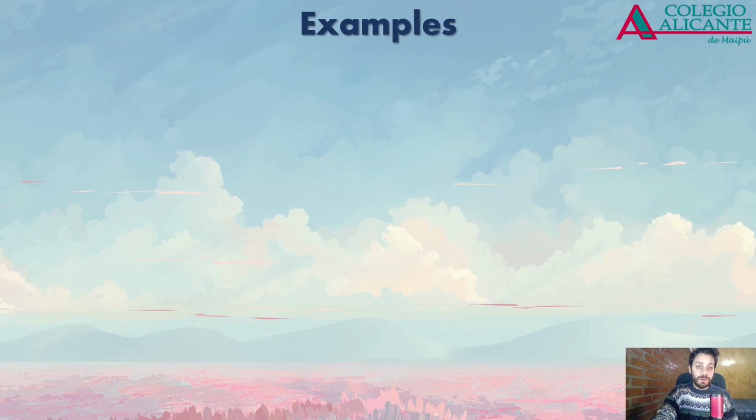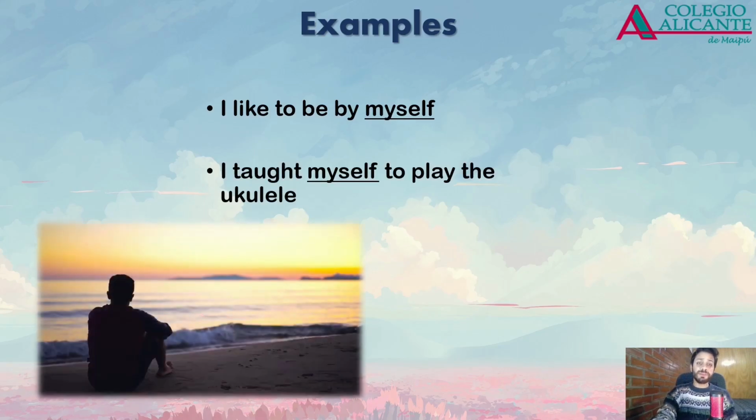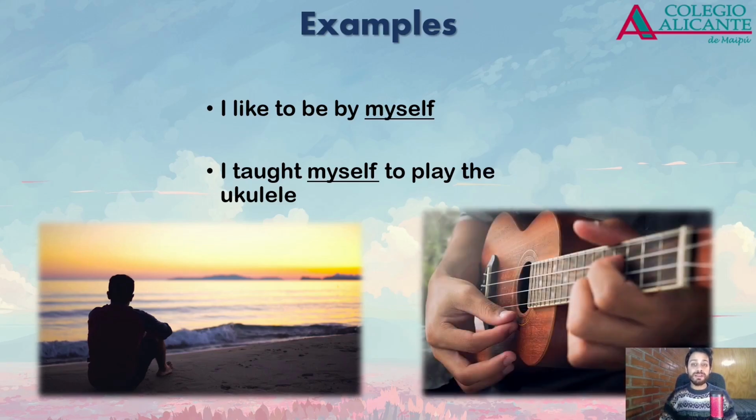It is time now to go through some of these examples. The first sentence that we have is I like to be by myself, and the second is I taught myself to play the ukulele. In the first one, when you say I like to be by myself, it means that you enjoy being alone without any company to think about things. It sounds kind of, as the name says, reflexive and kind of spiritual. And the second example, I taught myself to play the ukulele, means that I didn't need any help, that I was rather independent to do so.